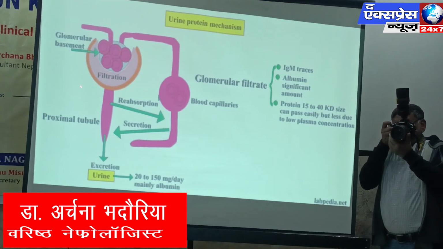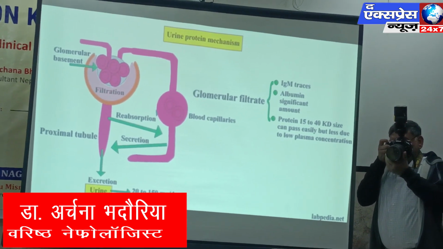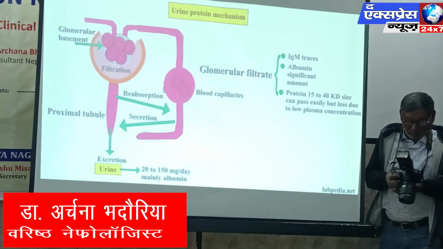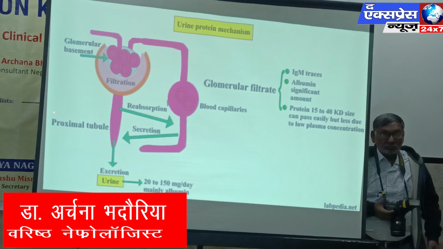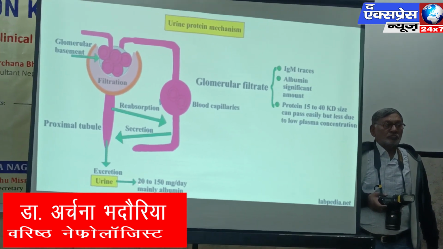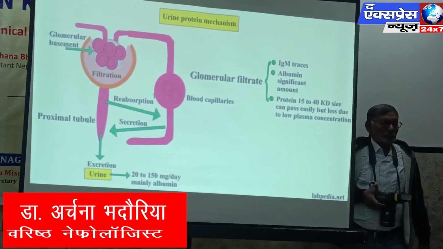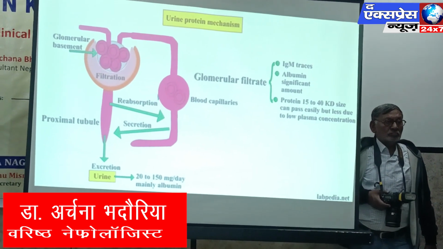But proteins are also filtered from here. Then the proximal tubule reabsorbs most of the proteins, or it degrades them. So the final urine contains not more than 20 to 150 milligram per day of protein, and mainly it has albumin.